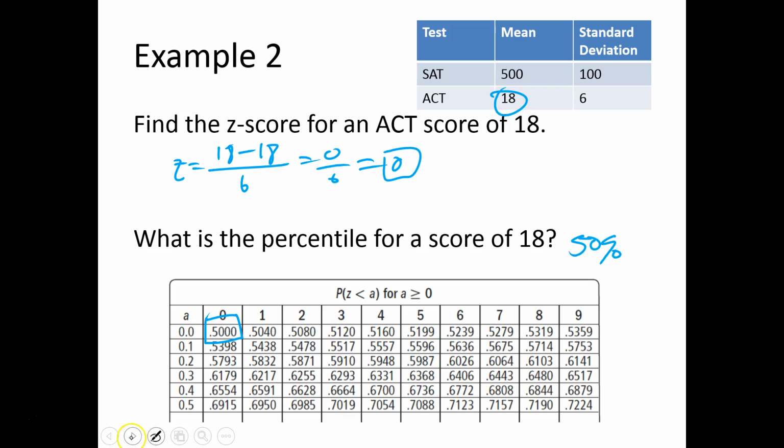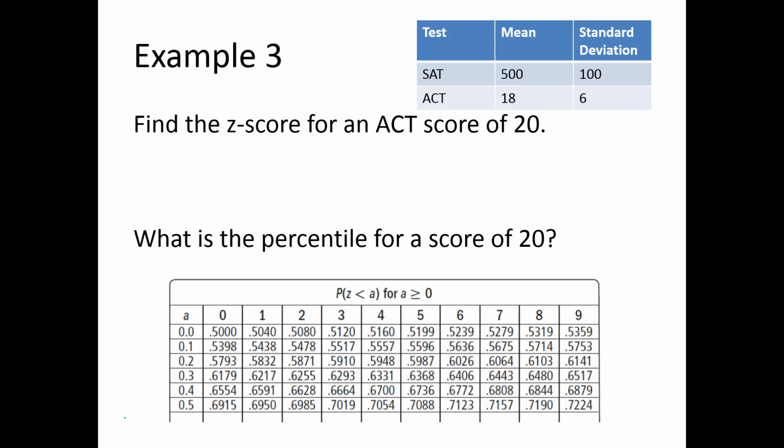So let's try a little bit more exciting. This time we have a score of 20. So I'm going to do the z-score formula. So 20 minus our average, which is 18, divided by our standard deviation, which is 6. Looks like that's going to be 2/6 or 1/3. So then, asking what percentile corresponds to that score. 1/3 for a z-score is about 0.33 repeating.